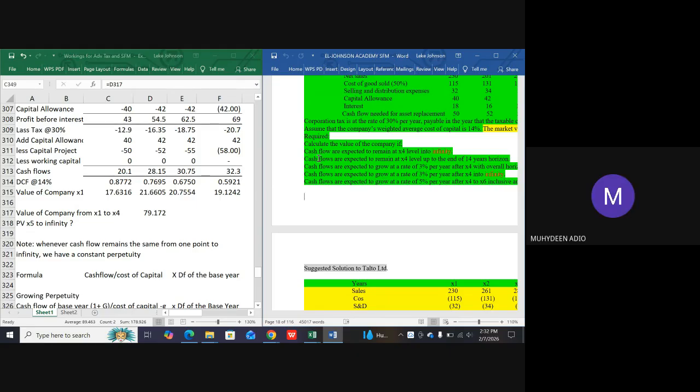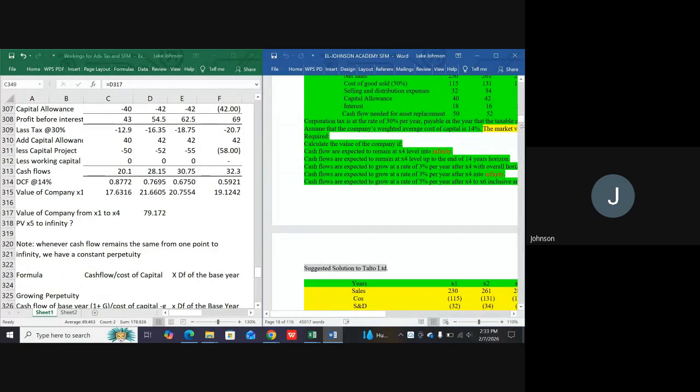What were we told to do in number 4? We were told to calculate the value of the company if the cash flow are expected to grow at the rate of 3% per year after year 4 into infinity. So here we are going to use growing perpetuity. Yes, if I'm correct. So yeah, let's try.